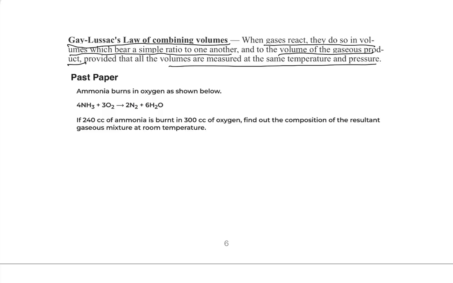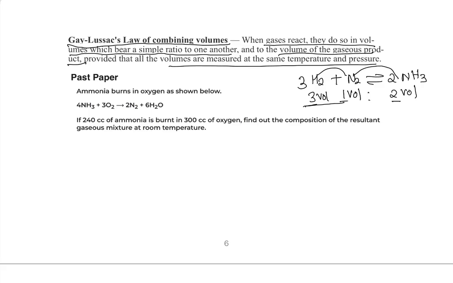So let's look at a very simple equation. If hydrogen gas is reacting with nitrogen gas and forming ammonia, what is the ratio of the reactant gases here? It is 3 volumes of hydrogen to 1 volume of nitrogen, producing 2 volumes of ammonia. All this ratio is always constant provided they are measured at the same temperature and pressure. So when these gases react, the ratio among the reactants and the ratio from reactant to product is always constant.